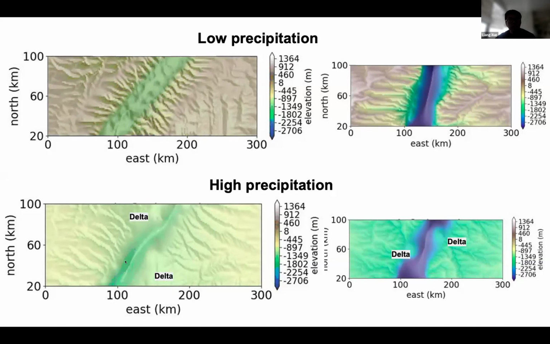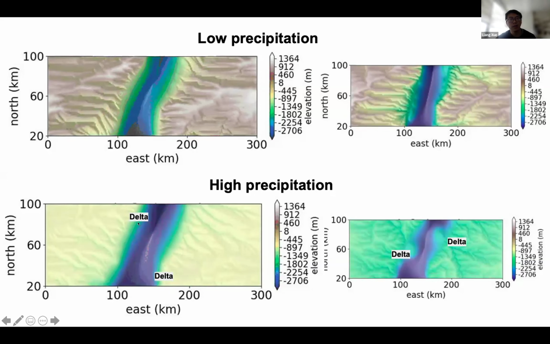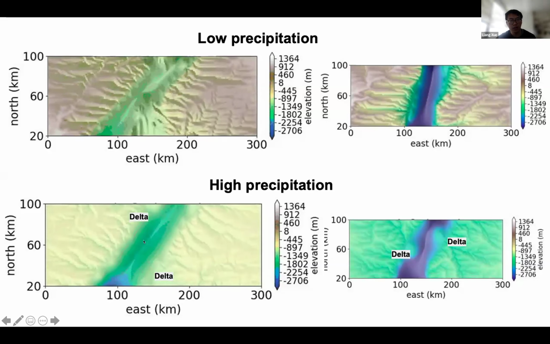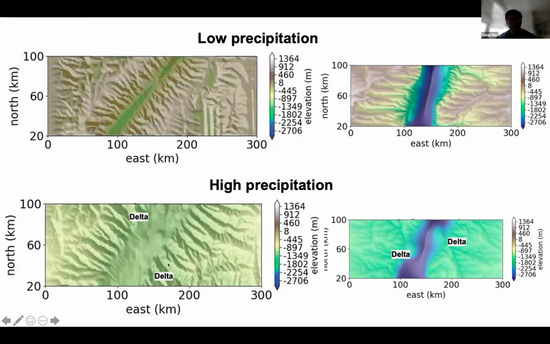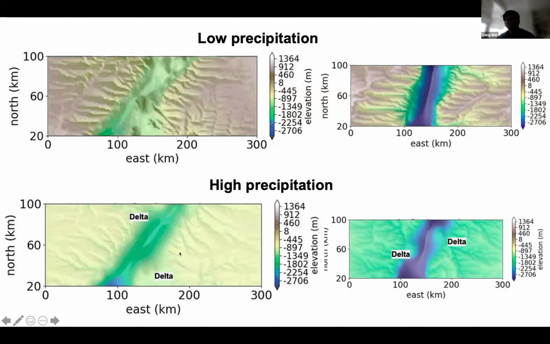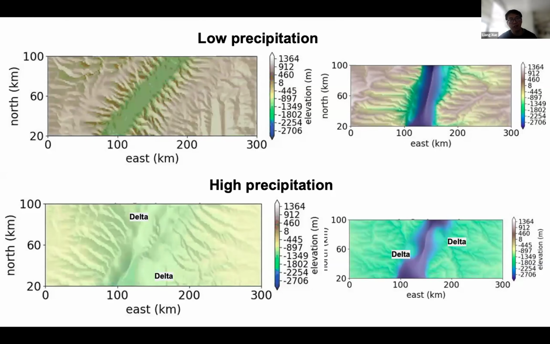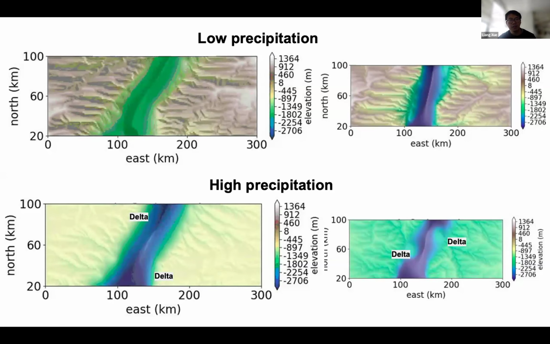Additionally, you can see the increased precipitation leads to larger drainage areas and the forming of those large deltas. You can see two of them right over here, and also the migration of those depocenters as the sediment is more effectively transported. So you can see the large change in topography.